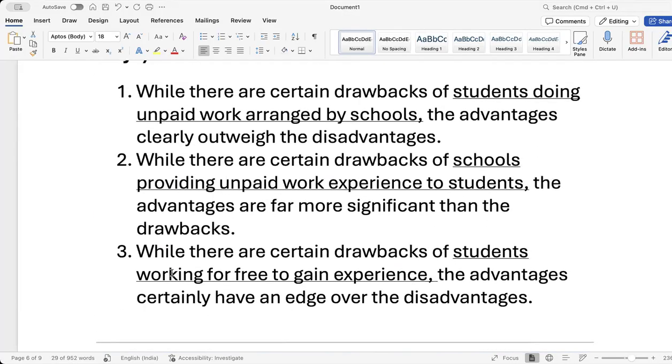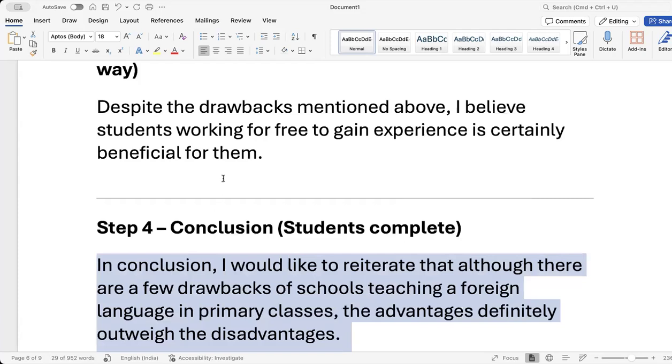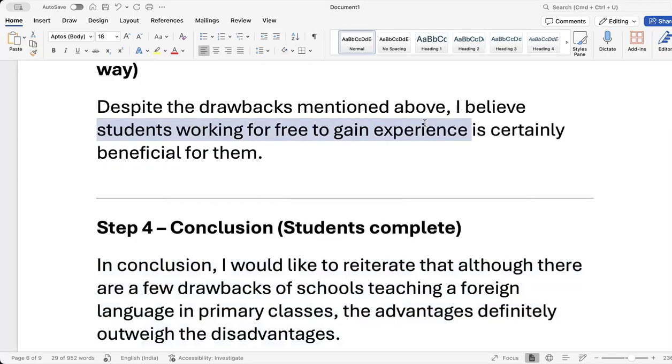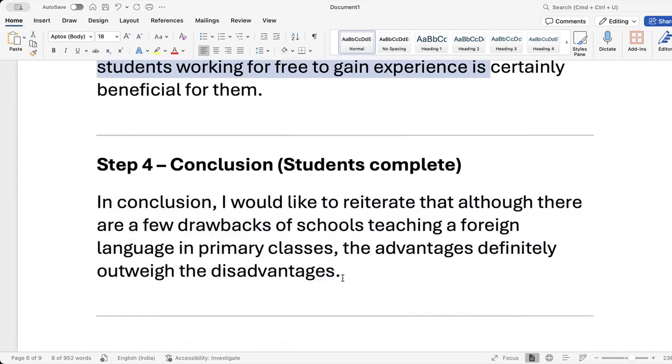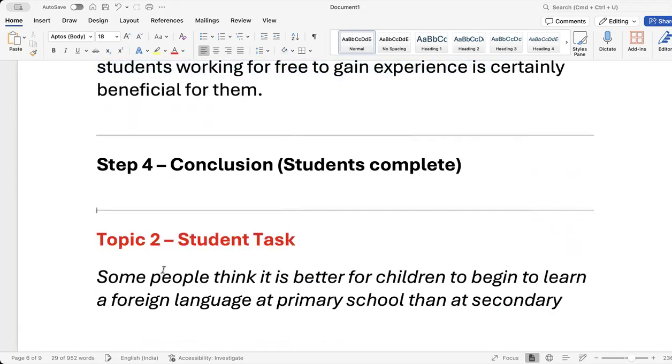We are done with the conclusion. Now we are going to come to the despite statement. I don't think students have a problem with admittedly. They are able to do that, but let's try the despite statement. So I'll show you again how I've done it. Despite the drawbacks mentioned above, I believe you write the topic here and is certainly beneficial for them. I wrote it at the wrong place. So: I believe the topic is certainly beneficial for them. This is how we write it. Let me just copy paste this here.